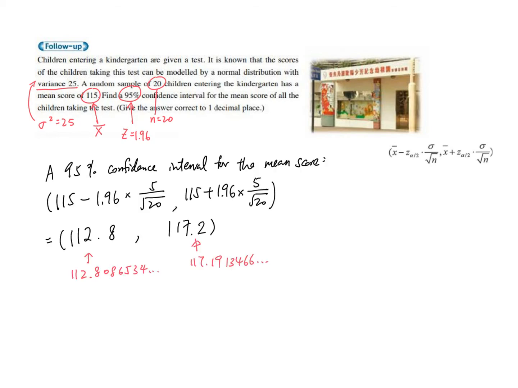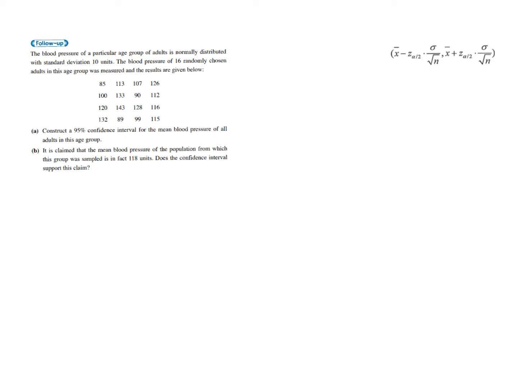Please check the answer. Example 2, follow-up question. The blood pressure of a particular age group of adults is normally distributed with the standard deviation 10 units. So this one is the population SD. The blood pressure of 16 randomly chosen adults in this age group was measured, and the results are given as below. So with this data, it is easy to find the sample mean.